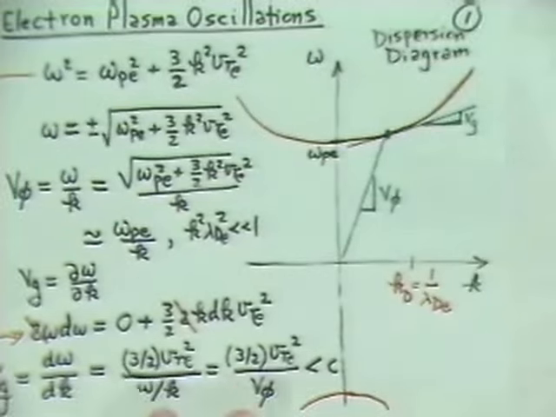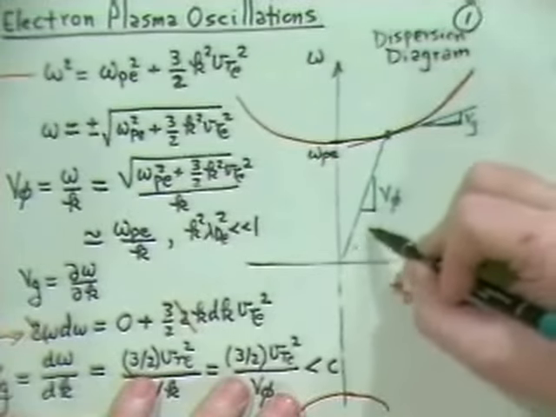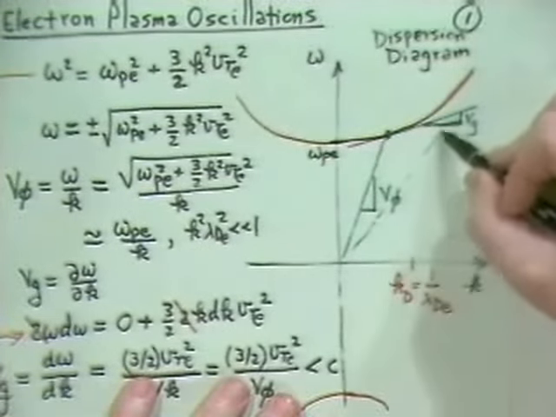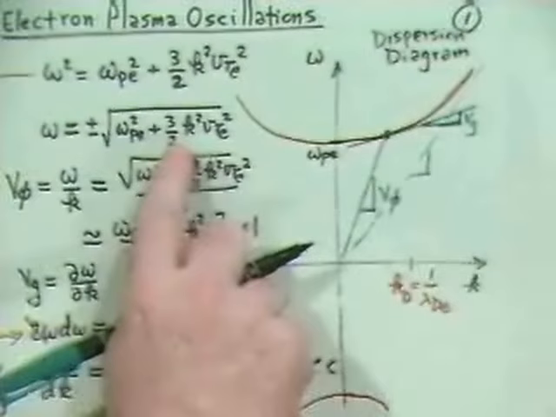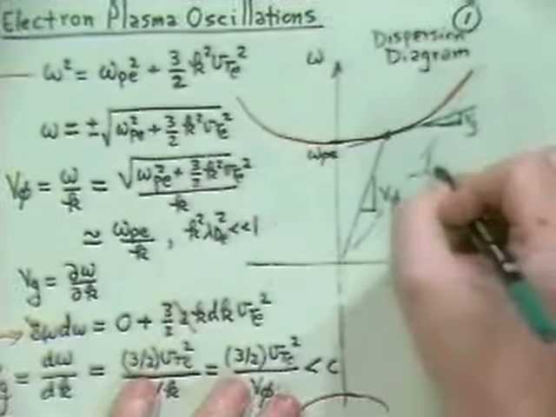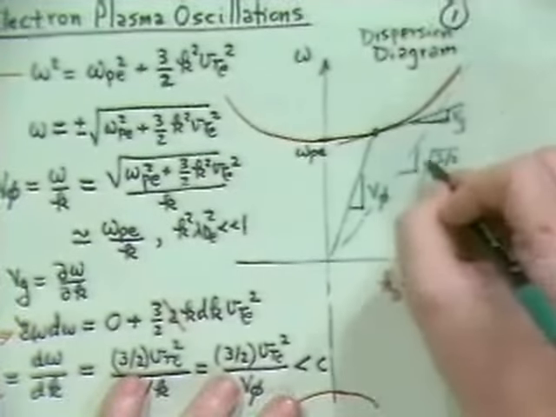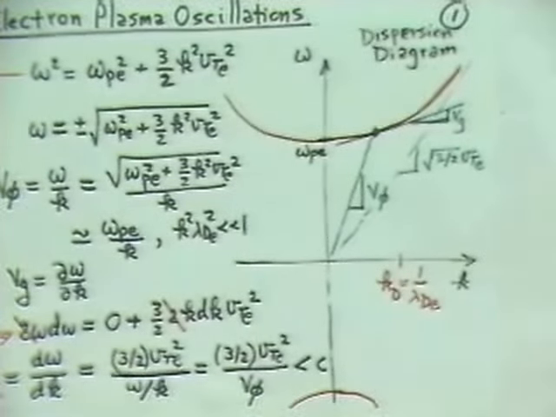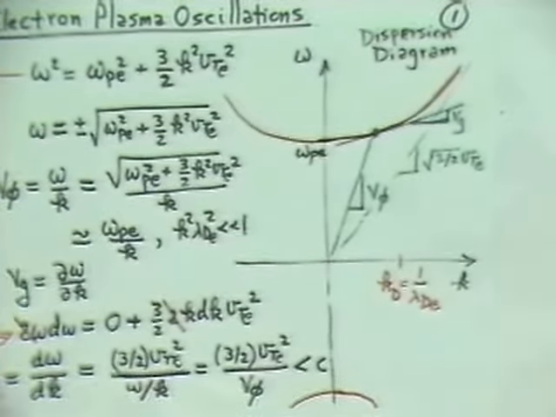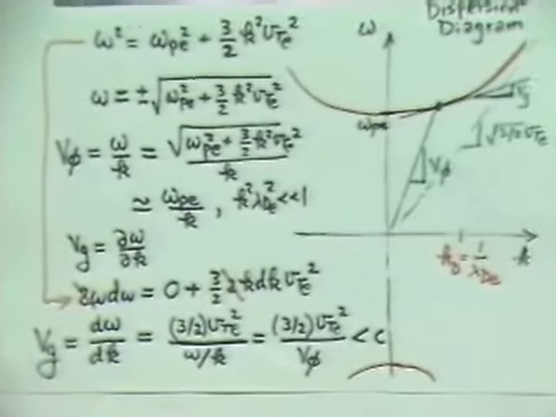And finally, we could put a slope on this to the origin, the asymptotic slope up here. So let me just do that. And that slope would be just the square root of 3 halves k v t squared. So it would be the square root of 3 over 2 times the electron thermal velocity. So there's all kinds of slopes you can get into on this particular business. Okay, so that completes what I wanted to say about group velocities and dispersion diagrams.